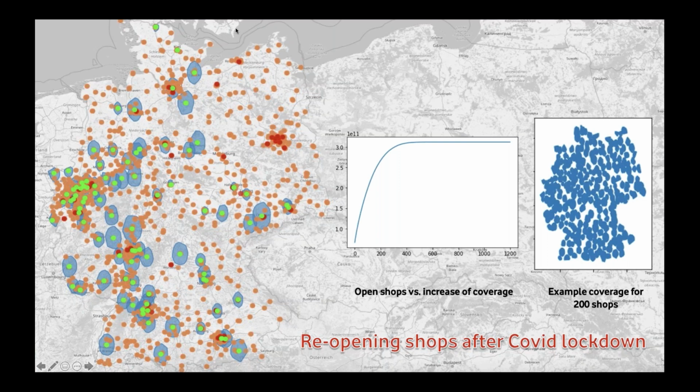In the middle, you can see a graph of the number of shops that you actually open versus the increase in the coverage of the area of Germany. And you see it has a pretty sharp turn-off point where, by opening more shops, you cover comparatively little additional area. So you can see that somewhere between 200 and 400 shops, it stops making sense to insist on opening more to cover more area. That gives you the kind of information where you can decide how many shops to reopen, and the actual solution will also give you the information on which shops you should choose.